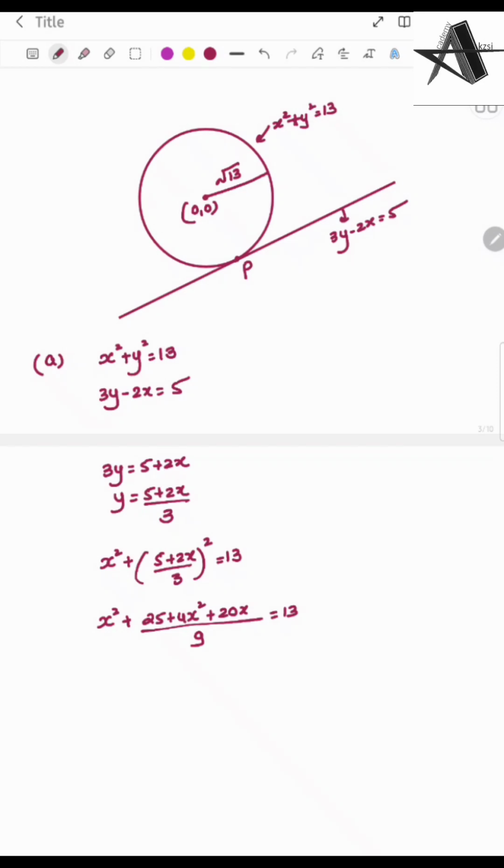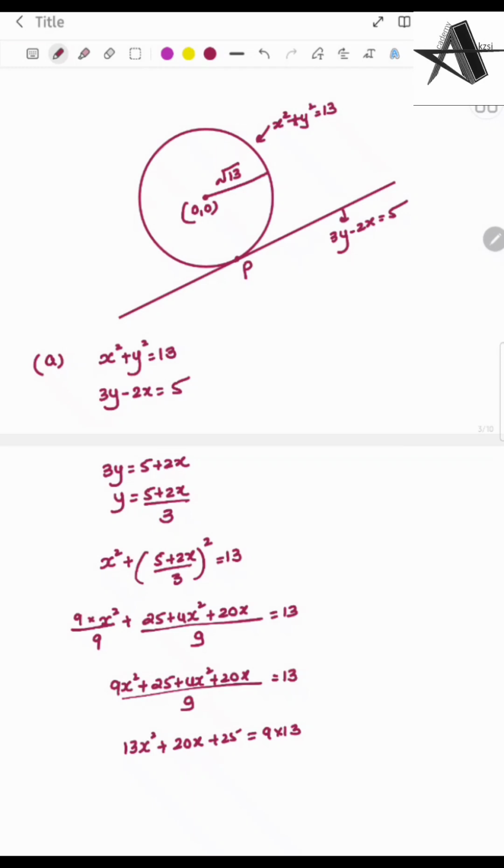On taking LCM, what I'll do? I'll multiply this by 9, this divided by 9. So 9x squared plus 25 plus 4x squared plus 20x over 9 equals 13. This will be 13x squared plus... no, it's 20x plus 25. It's not 45x. So 20x plus 25, and now I need to cross multiply here, so it will go up there, 9 into 13.